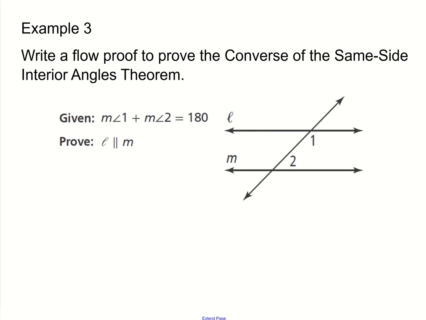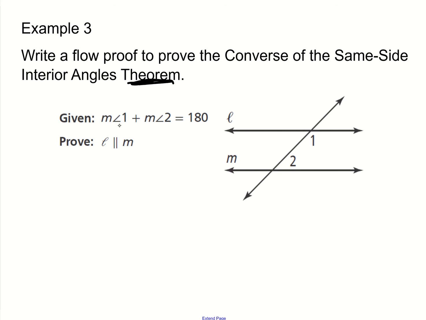Okay, so that's how you do a flow proof for that example. Let's do another one for the converse of the same side interior angles theorem. So remember the same side interior angles. This should actually say same side interior angles postulate, I guess you can say. It says theorem here, but it should say postulate, I believe.